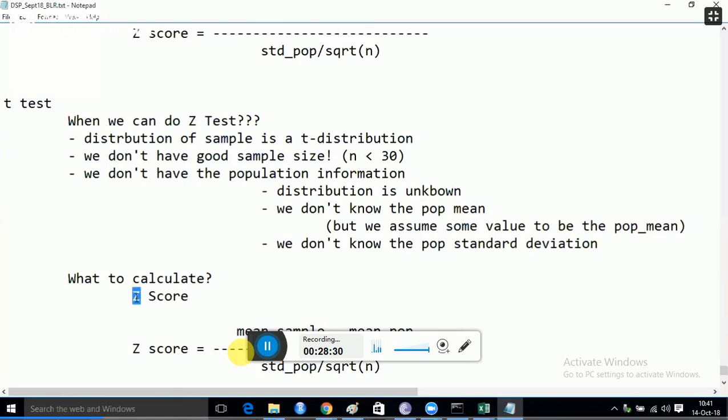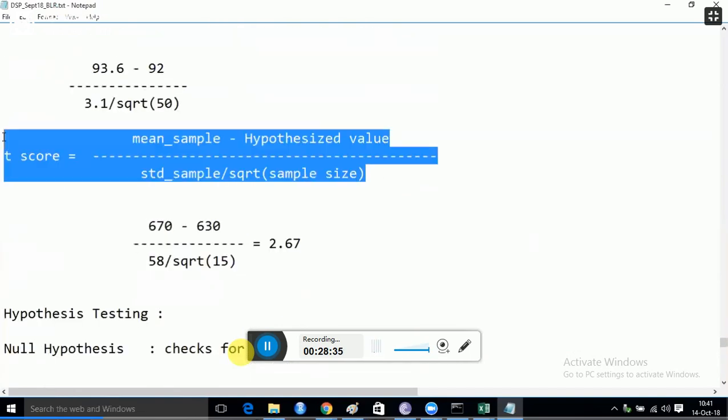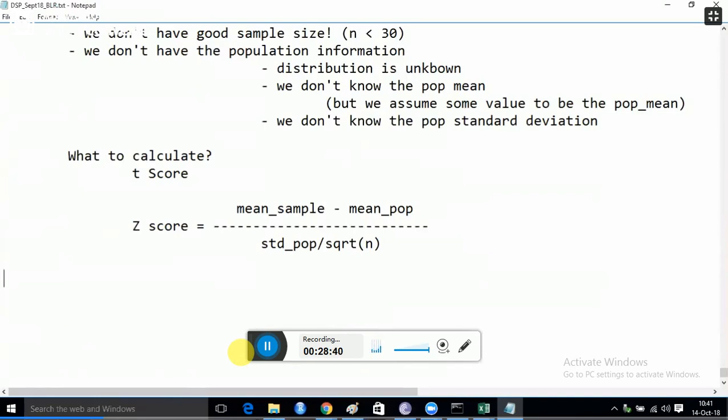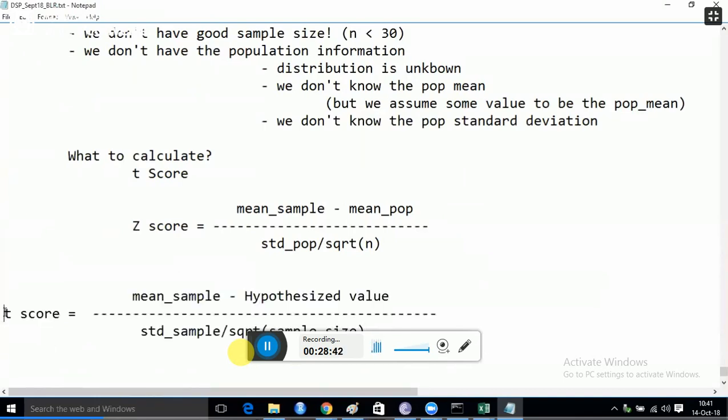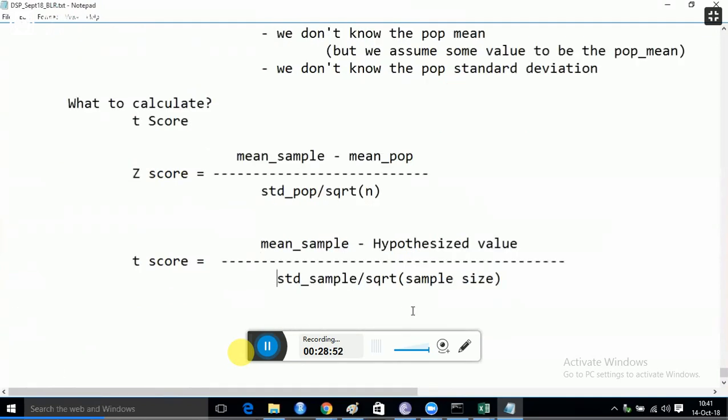So what do we calculate? We calculate the t-score. So I'm going to copy that t-score formula here. Just look at the way the z-score and t-score are changing. See this value here? This is our assumed value, the hypothesized or assumed value.